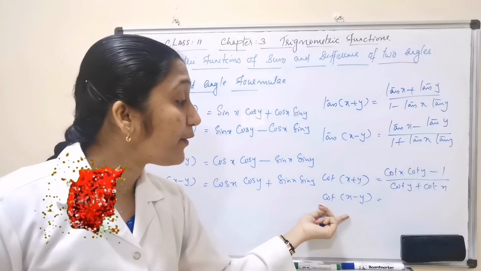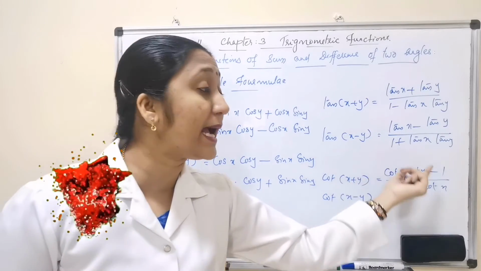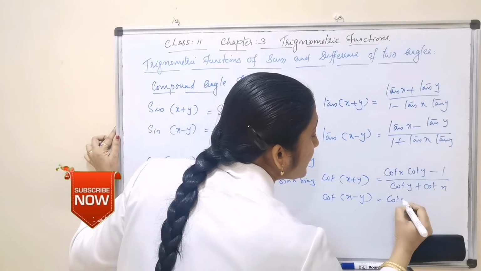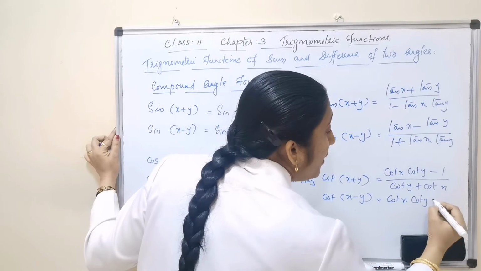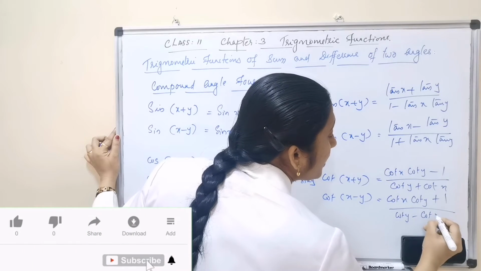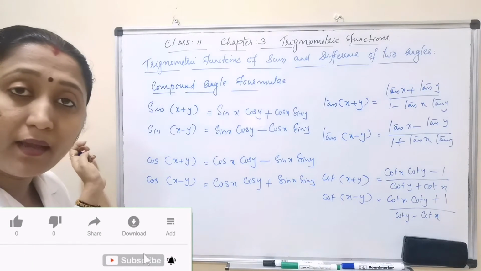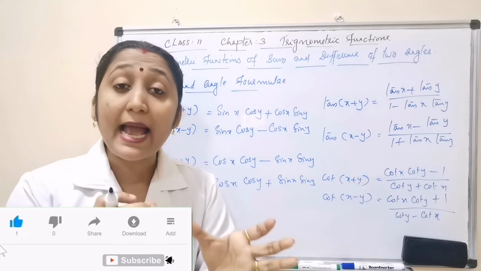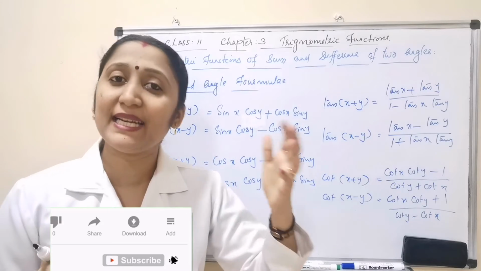Okay. In the case of cot of x minus y, there is a slight difference in the positive and negative. That means cot x cot y plus 1 divided by cot y minus cot x. Is it clear? So, in the compound angle formula, there is a slight difference between positive and negative.